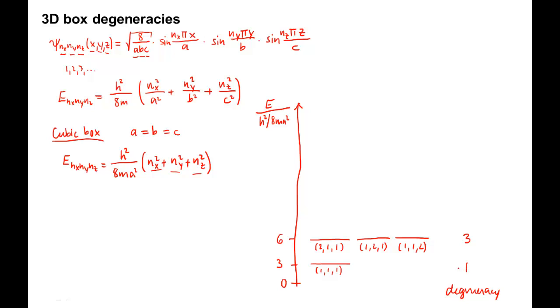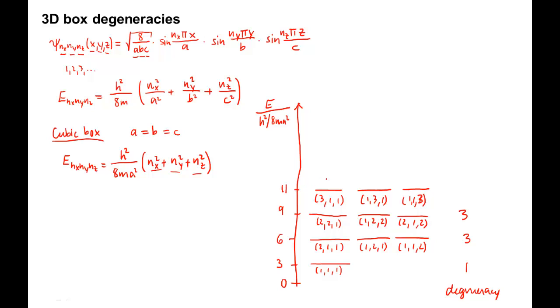Next, we get 3 states where the sum of squares of quantum numbers equals 9. These states are given by the quantum numbers 2, 2, 1, 1, 2, 2, and 2, 1, 2. This group of states has a degeneracy of 3. The next higher lying group of degenerate states is 3, 1, 1, 1, 3, 1, and 1, 1, 3. These have a total energy of 11.